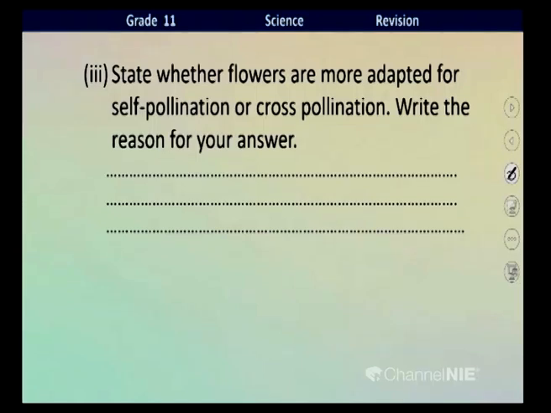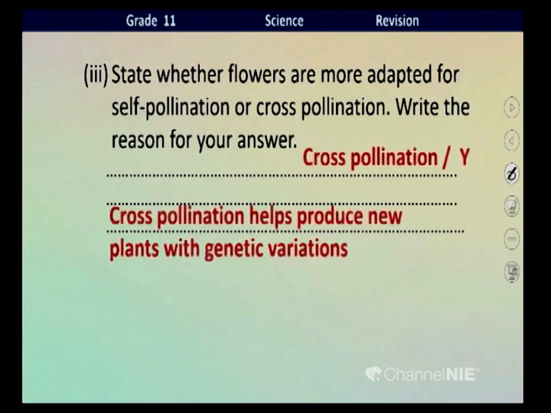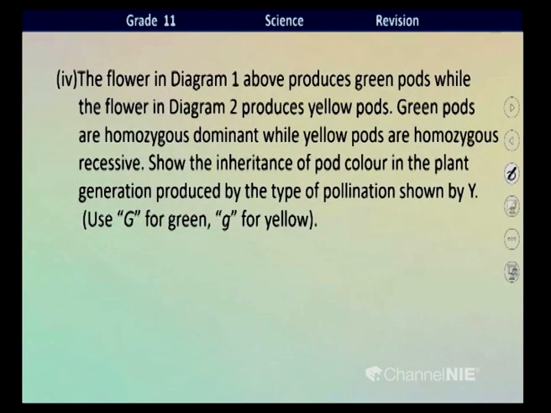Then next question. State whether flowers are more adapted for self-pollination or cross-pollination. Write the reason for your answer. Children, flowers are more adapted for cross-pollination. Why? What's the reason? Because cross-pollination helps produce new plants with genetic variations. Okay, right. Move to the next.